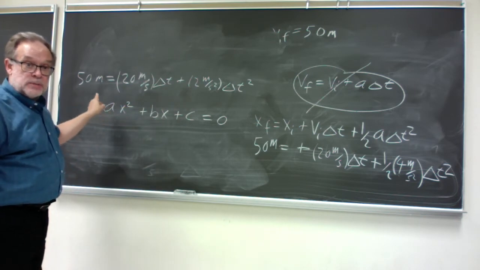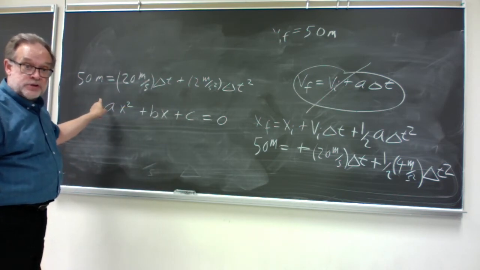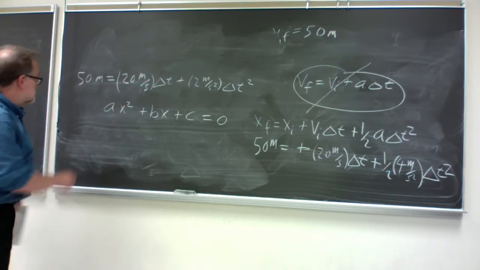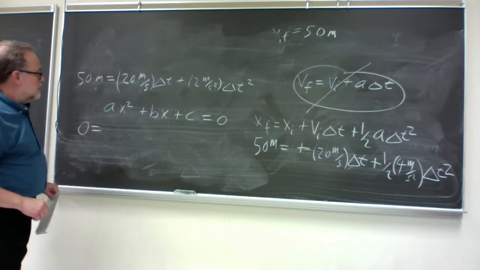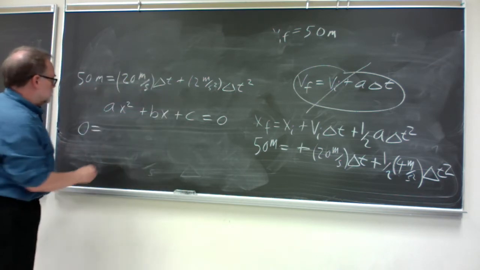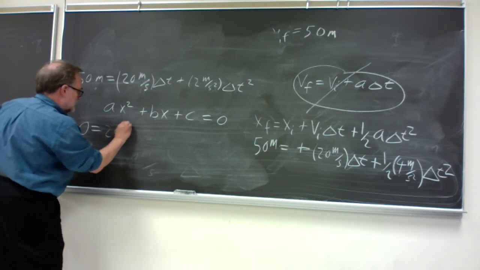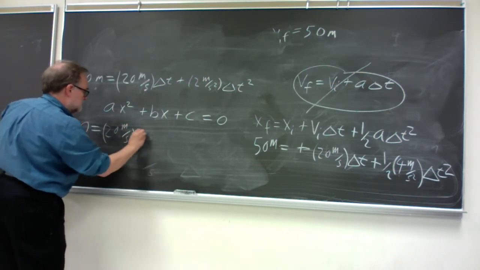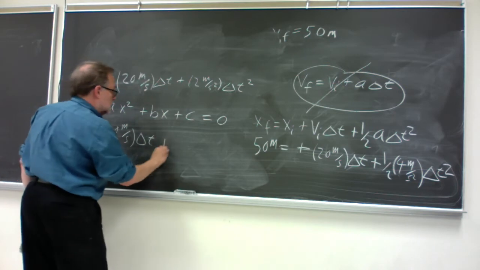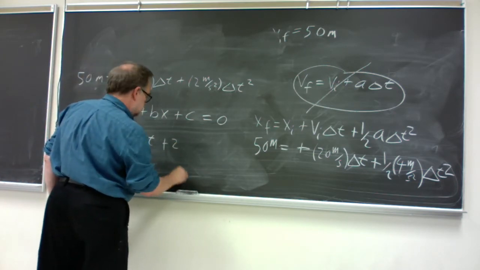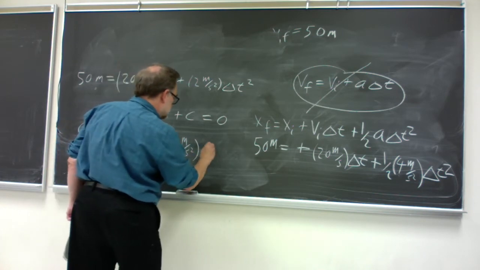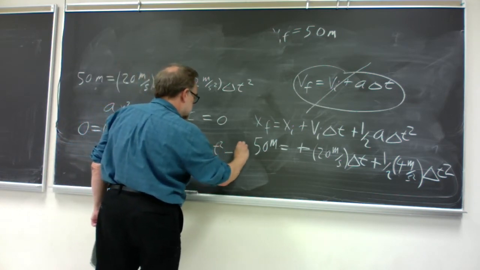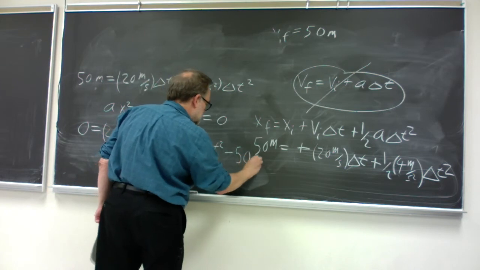All we have to do is subtract 50 from both sides of the equation. And then what have we got? We've got now 0 on the left side of the equation, and then this stuff here on the right: 20 meters per second delta t plus 2 meters per second squared delta t squared minus 50 meters.